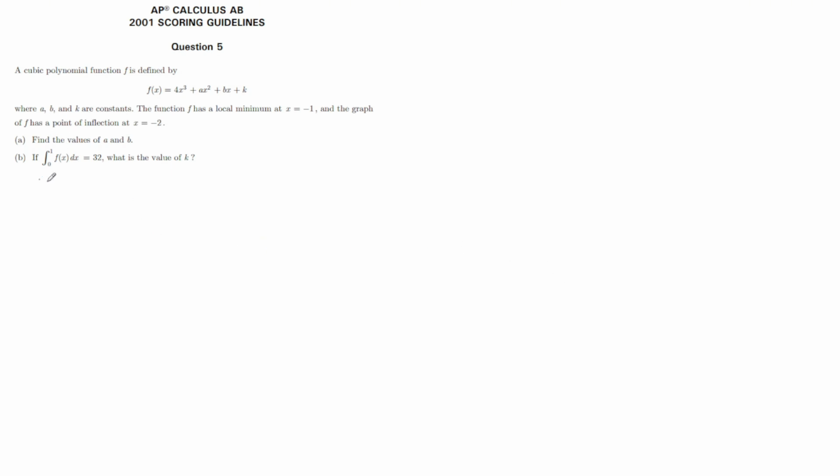Before we look at a and b, this last sentence in the question gives us some very important information. If the function f has a local minimum at x equals -1, what that tells us is that f prime of -1 is equal to 0, because when you're at a local minimum, the slope of the tangent line is equal to 0.